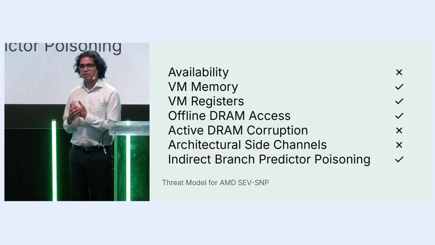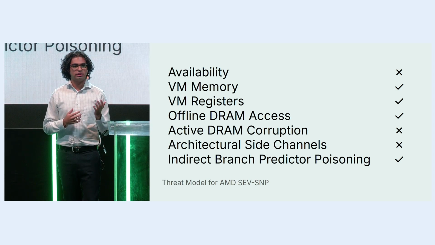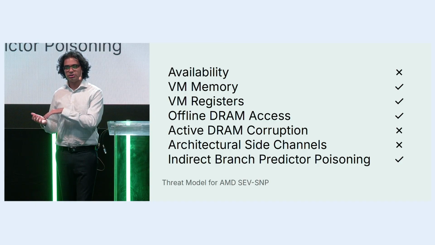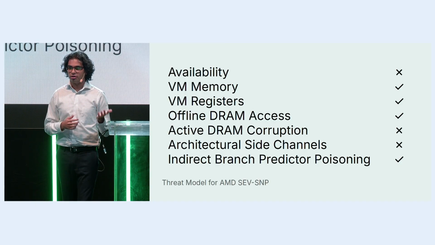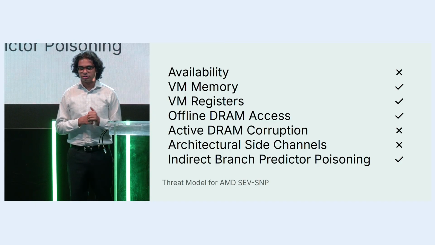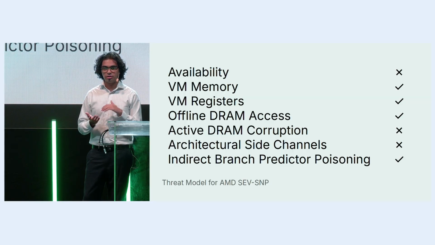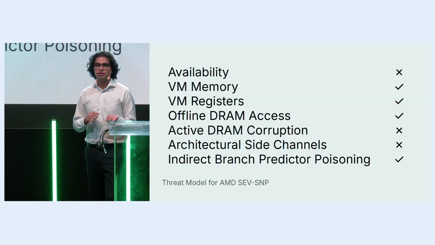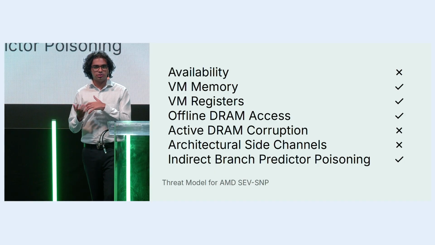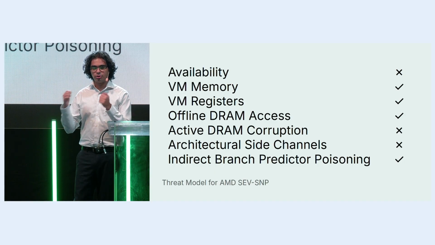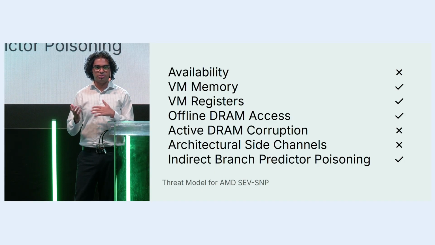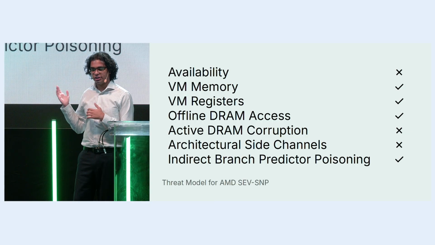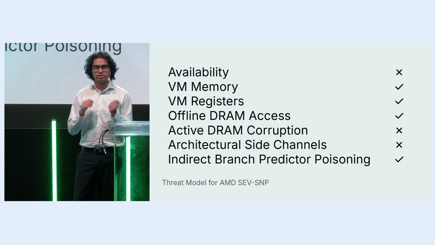The last thing is that this technology also does not necessarily protect against architectural side channels. We still have to write constant time crypto code. Stuff like Spectre is still possibly a challenge. That being said, over time, some side channels have been pulled into the threat model that AMD tries to protect against. So stuff like indirect branch predictor poisoning is something that a VM can choose to opt into protection for.